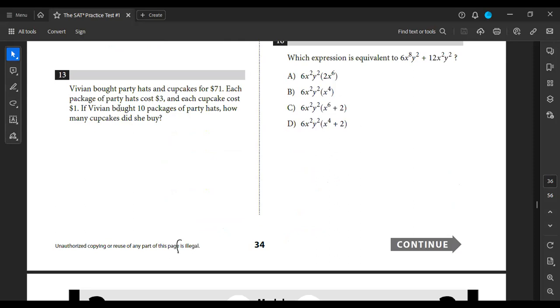All right, so it says Vivian bought hats and cupcakes. Each hat was $3, and each cupcake cost $1. So I just say plus C, or we can say one.